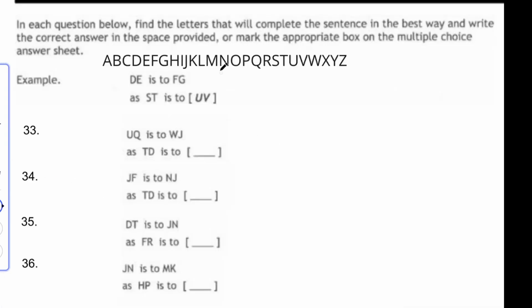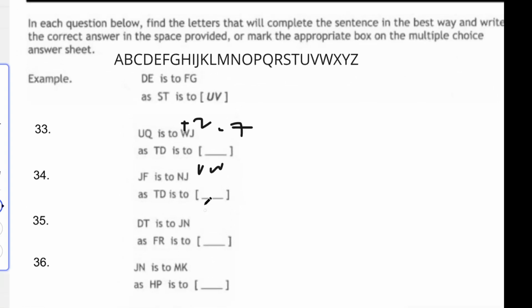Like that. U to W. When you go from U to W, we have add 2. And then Q to J is going to be minus 7. So T plus 2 is going to be V, and then D minus 7. 1, 2, 3, 4, 5, 6, 7. We get VW.